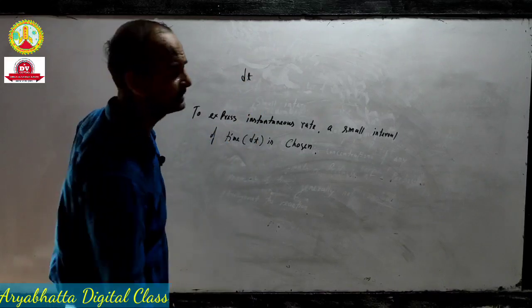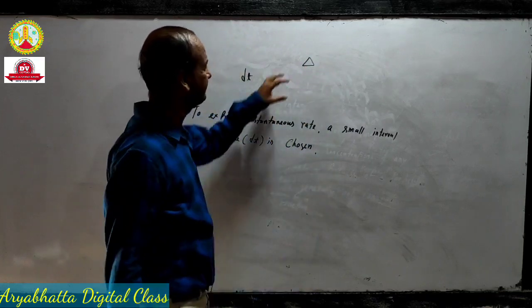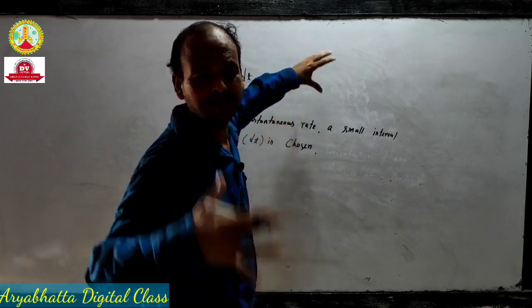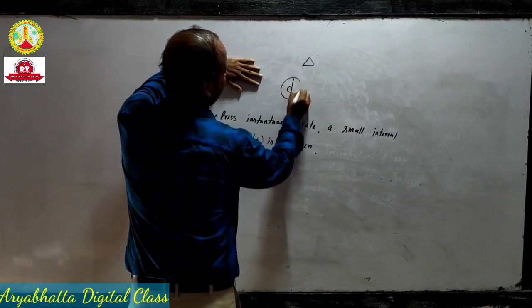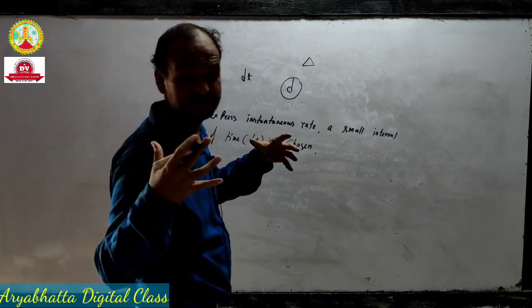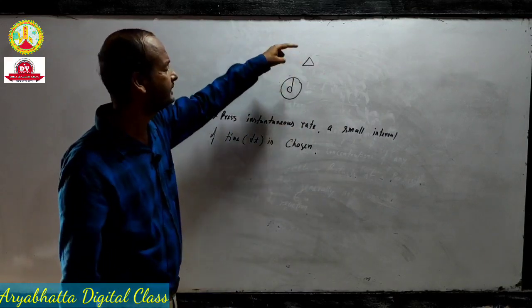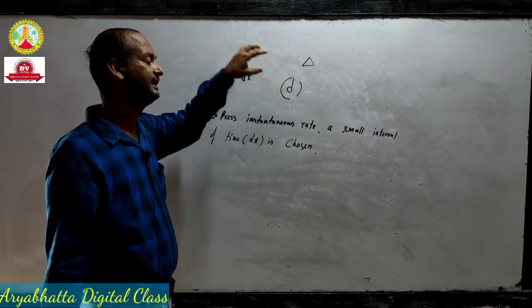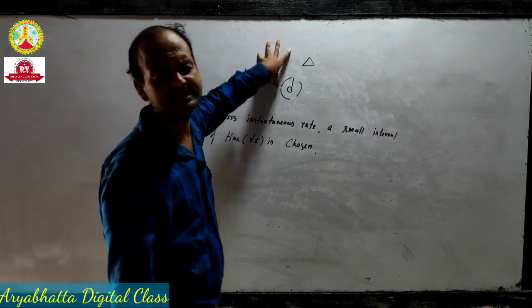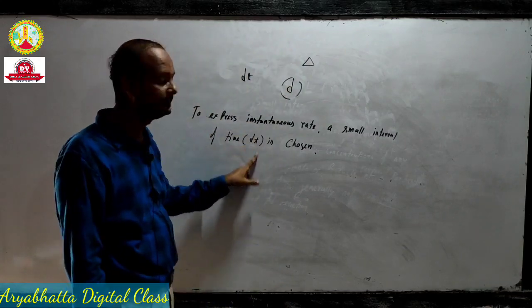In the case of average rate, what did I represent? I represented delta. Delta is generally used for average rate, meaning a larger difference. And this symbol is used for instantaneous rate, meaning a small change. Don't confuse them. This symbol is for average rate and this one is for instantaneous rate. In the case of instantaneous rate, the time interval is very small, and it is represented by dt.